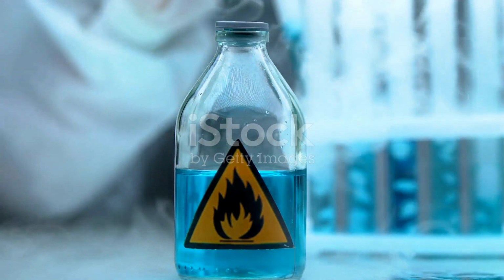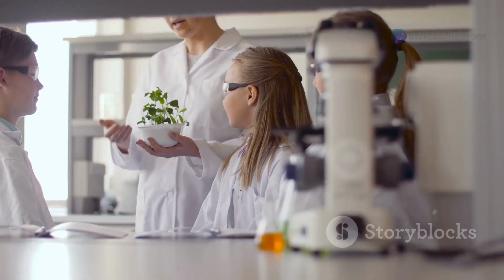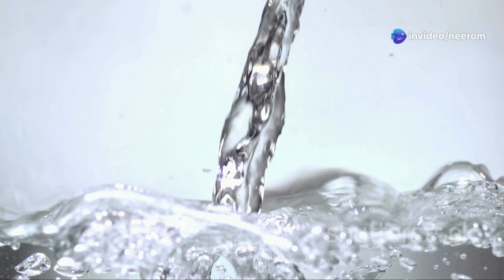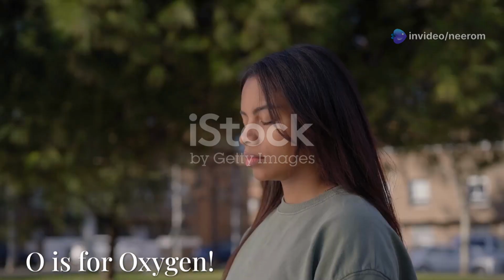Earth. Remember the Hindenburg? That giant airship that, well, didn't have the smoothest landing? It was filled with hydrogen, which is super flammable. But don't worry. Hydrogen is also essential for life as we know it. It's part of water, which is pretty important, right?